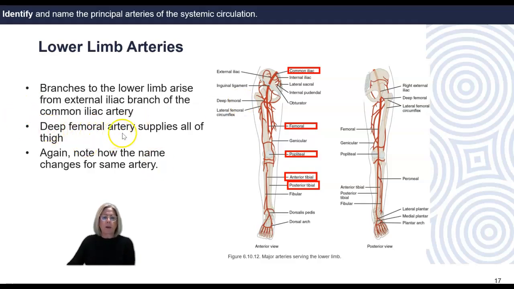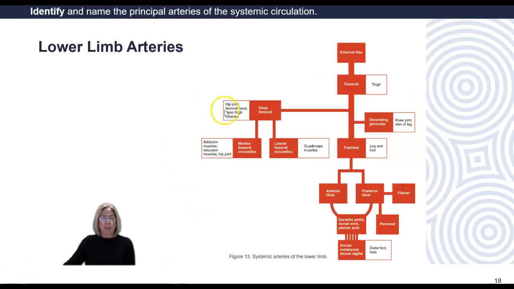For example, the deep femoral artery is supplying all of the thigh. And again, you can have a look at this in your own time, but you don't need to memorize it all. But here we're just going from the external iliac and looking at all of the branches that branch off, say from the femoral there to the descending genicular, which supplies the knee joint to the skin of the leg, and so on and so forth, right down there to the blood supply to the foot.